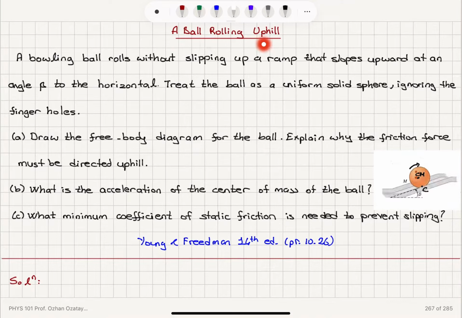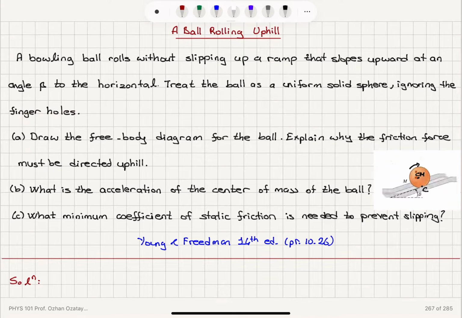A ball rolling uphill. A bowling ball rolls without slipping up a ramp that slopes upward at an angle beta to the horizontal. Treat the ball as a uniform solid sphere, ignoring the finger holes.